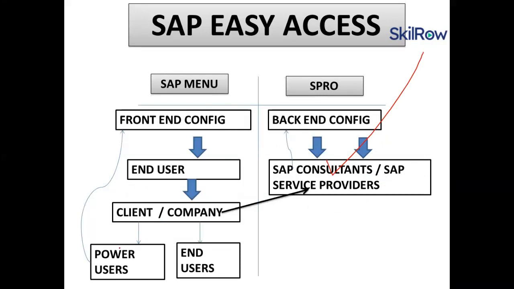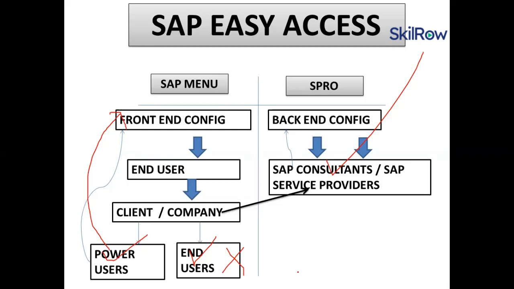Here there will be two types of users. One is a power user and one is an end user. Power user can do the front end configuration, but end users can't do anything. They can only see. That's all. You are able to see all your screens in SAP in Dover. Yeah, we can see. You are an end user. Correct. You are an end user.